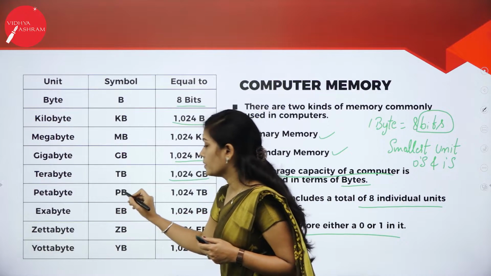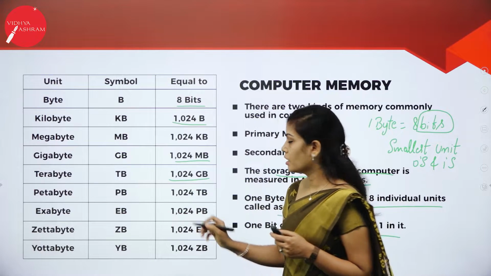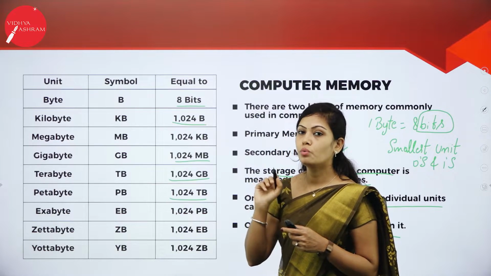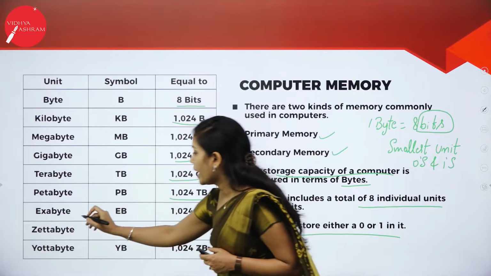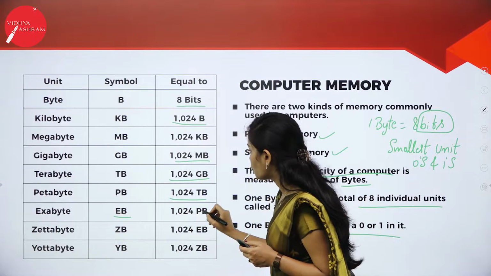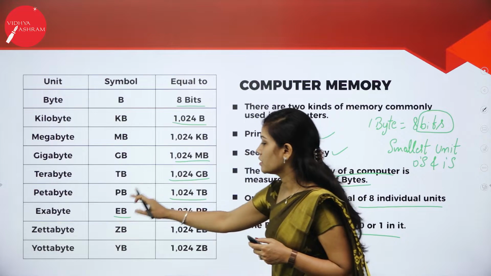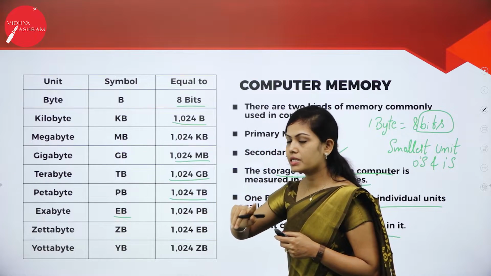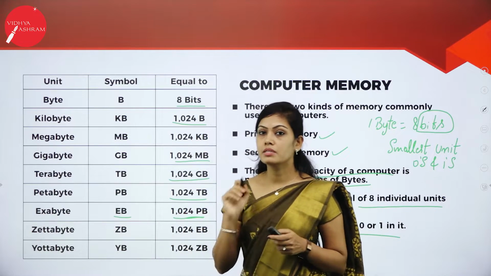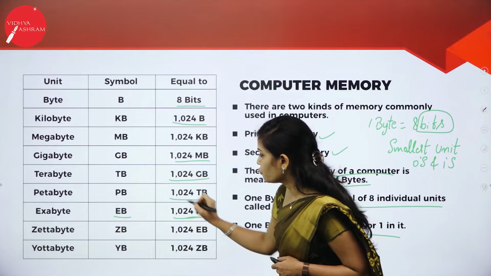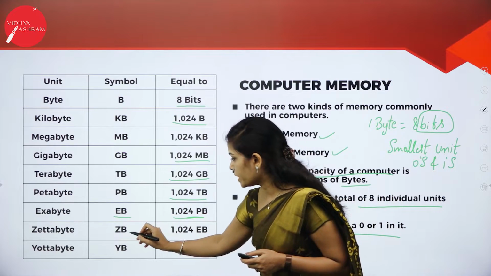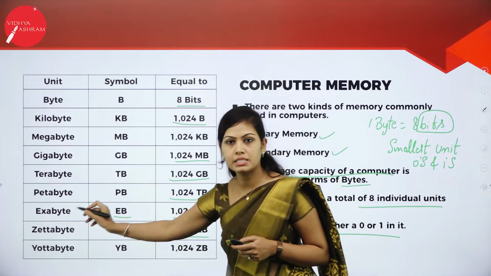And petabyte, PB stands for petabyte. 1 petabyte is equal to 1024 terabytes, TB. And exabyte, EB stands for exabyte. 1 exabyte is equal to 1024 petabytes. And zettabyte, ZB stands for zettabyte. 1 ZB is equal to 1024 exabytes.